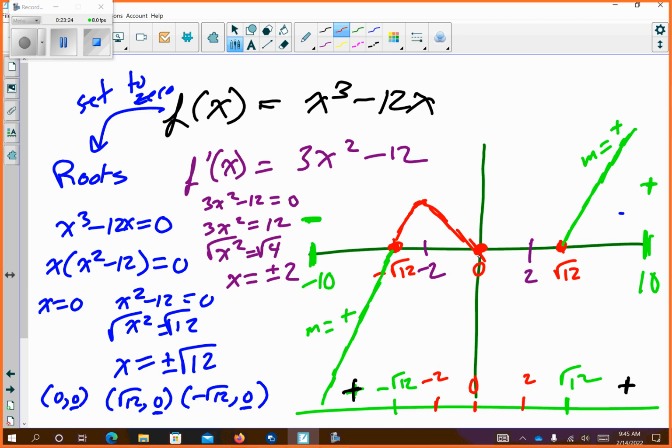Okay? If I take 1 and plug it in, because 1 is between 0 and 2, 1 times 1 times 1 is 1. -12 times 1 is -12. 1 minus 12, positive or negative? Negative, so it's going to be underneath. At that 2, I know what this graph is going to look like.